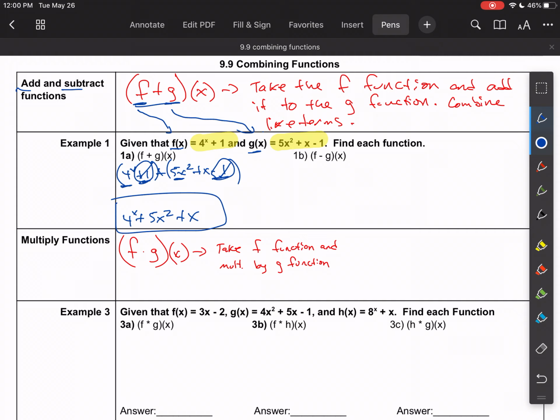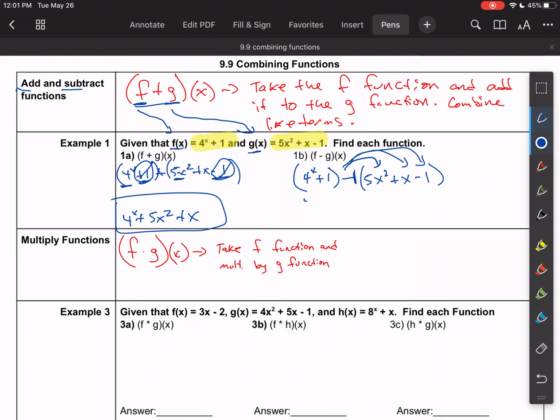Then for 1b, they want us to subtract the two. So it's going to look a little different. We're going to take the f function, which is 4 to the x plus 1, and then we're going to subtract the g function. Now, a lot of people get this subtraction messed up. They mess up a sign here. So let me go over this again. If we're subtracting this whole function, we can think of it as distributing a negative 1 out to each of these pieces. So we're just going to change all the signs, and then we'll take it out of parentheses.